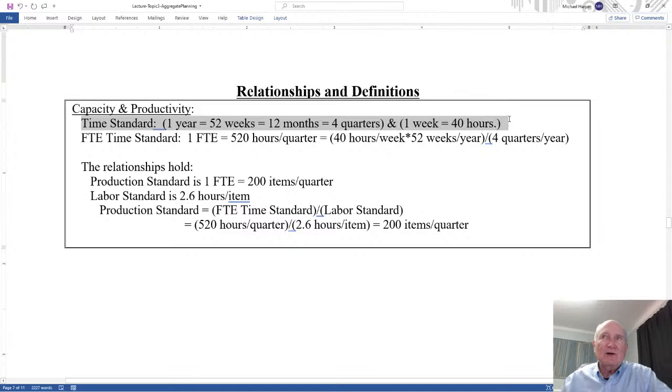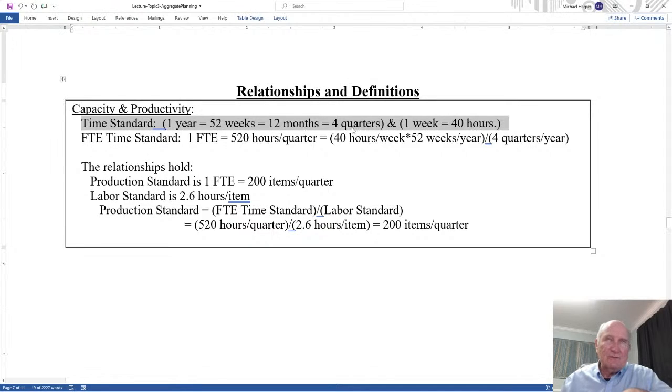The time standard, these are constants. 1 year, in this course, everything we do in scheduling and inventory, everything we do, 1 year is equivalent to 52 weeks, 12 months, 4 quarters. That's all equal. And 1 week is 40 hours a week.